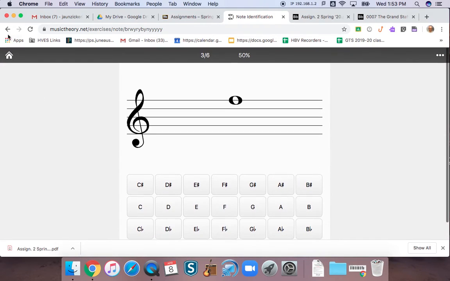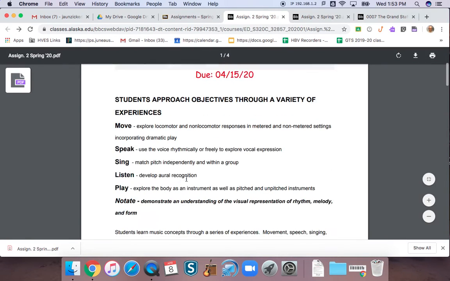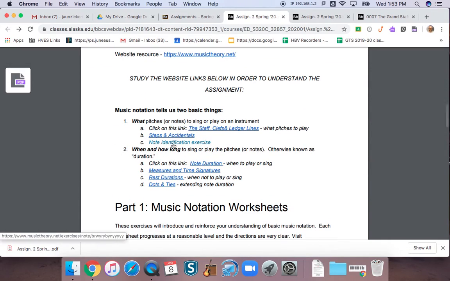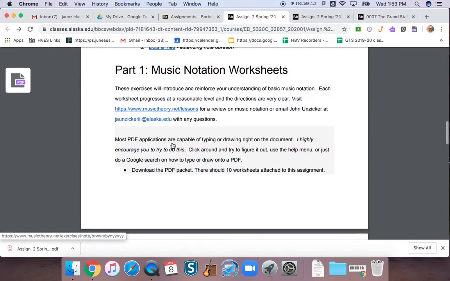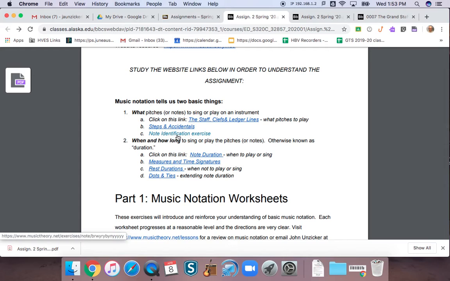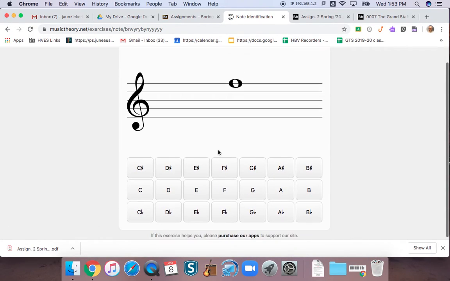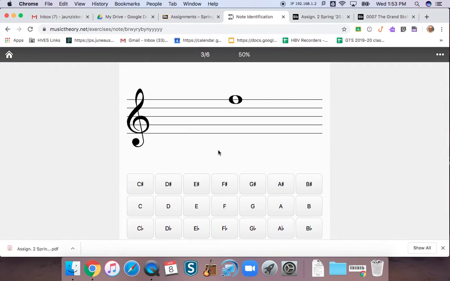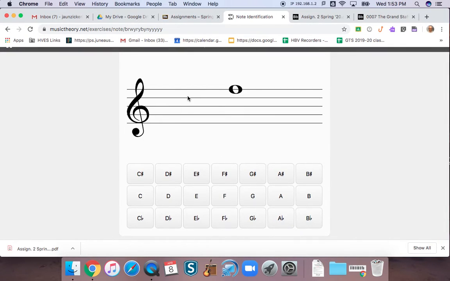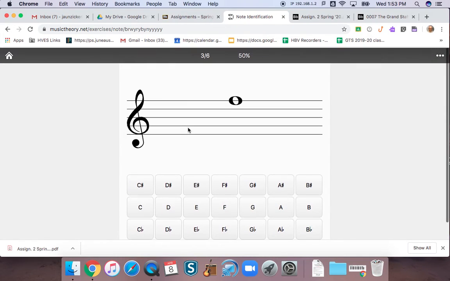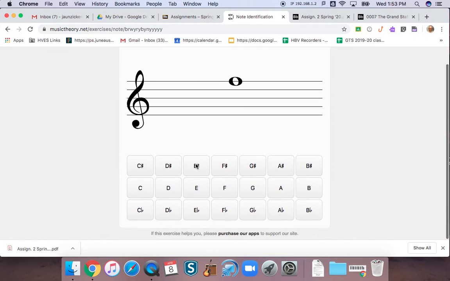Now, the note identification exercise. Let me go back to this again. This one right here, I'm just going to explain to you. This is an exercise you're going to do as an assignment, and the links are down here. Now, I haven't officially taught you where these notes are yet on the keyboard or on the staff. I'm going to get to that later. I'm just letting you know this is an assignment that you're going to need to know, so you want to pay attention for the rest of this video.